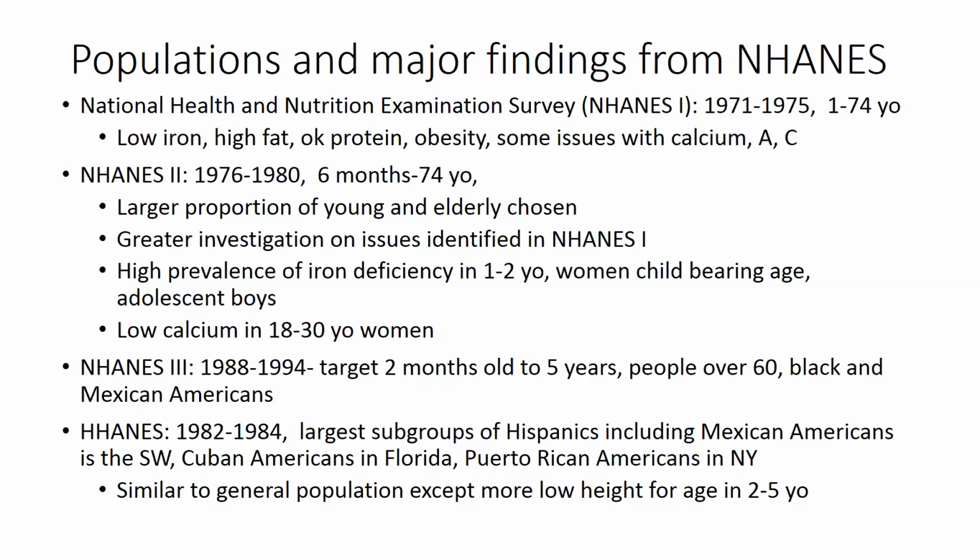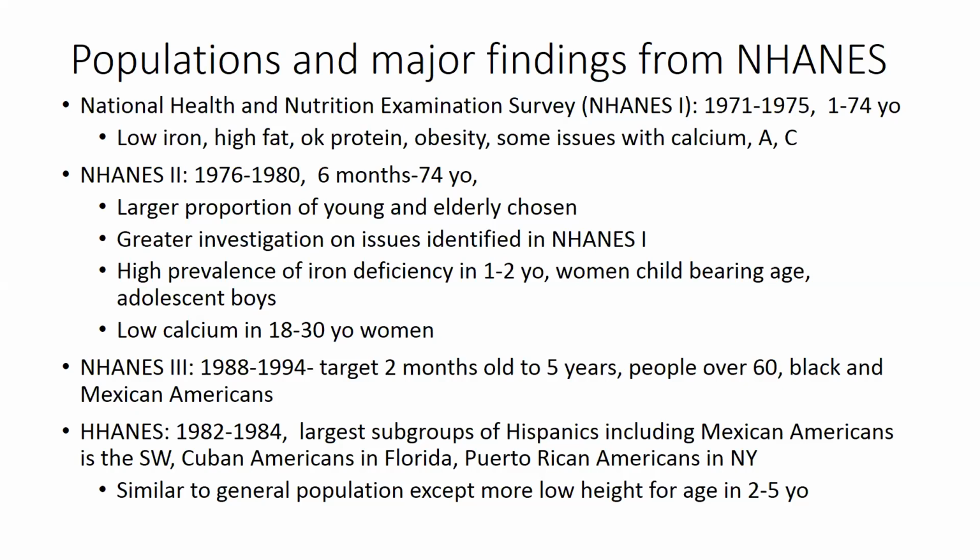It included information from people living in the United States from ages 1 to 74. And the major findings were that some people had low iron status. People were consuming generally high-fat diets. Our protein intake was okay. We were starting to see some obesity. And in terms of micronutrients, calcium, A, and C were problematic.